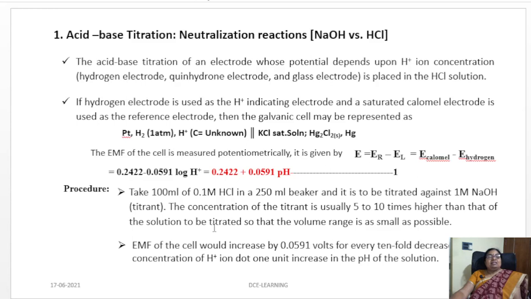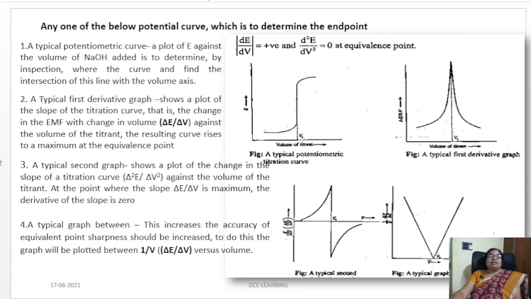The EMF of the cell changes slowly at first, but more and more rapidly as the end point approaches. After the end point, further addition of NaOH produces very little change in the H plus ion concentration. So from any one of the potential curves below, the end point is to be determined.